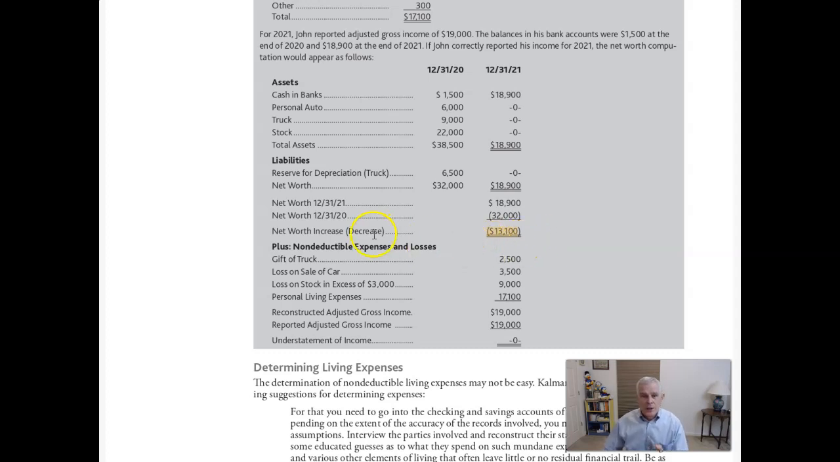Because once you find out, in this case, your decrease in net worth, you're going to add to this these non-deductible, according to the tax return, non-deductible expenses and losses. You're going to add these to it, and so when you do that, this shows you that your reconstructed adjusted gross income that, based on all these numbers, should have been on your tax return was $19,000. Then you reported AGI, also $19,000 from your actual tax return. So they're saying there was no understated income that was not on the tax return. So it looks like this taxpayer is okay.